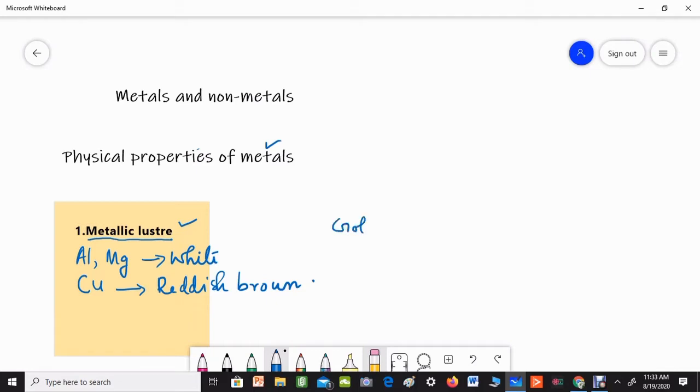Gold is used in jewelry. This is due to the reason that gold is not attacked by the gases present in the air. That's why it is mainly used in jewelry. And silver is used to make mirrors. What is the reason? This is because of its shining appearance, which makes it a good reflector of light. That's why silver is used in making mirrors.